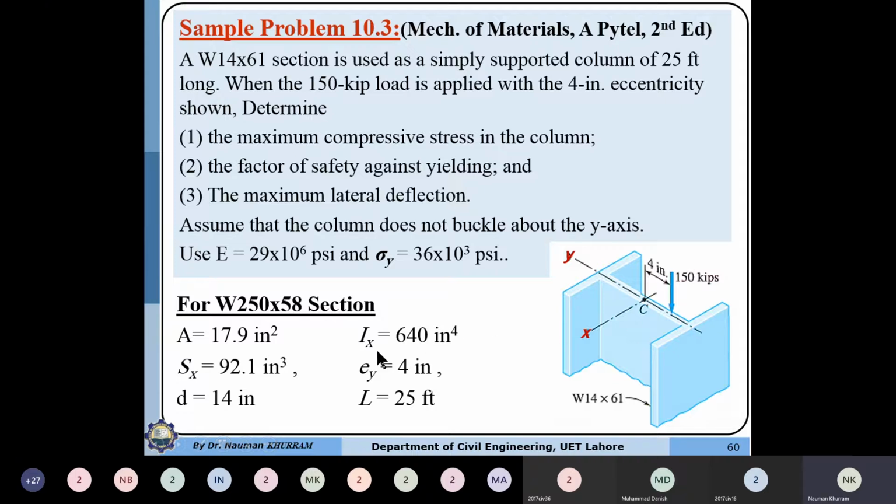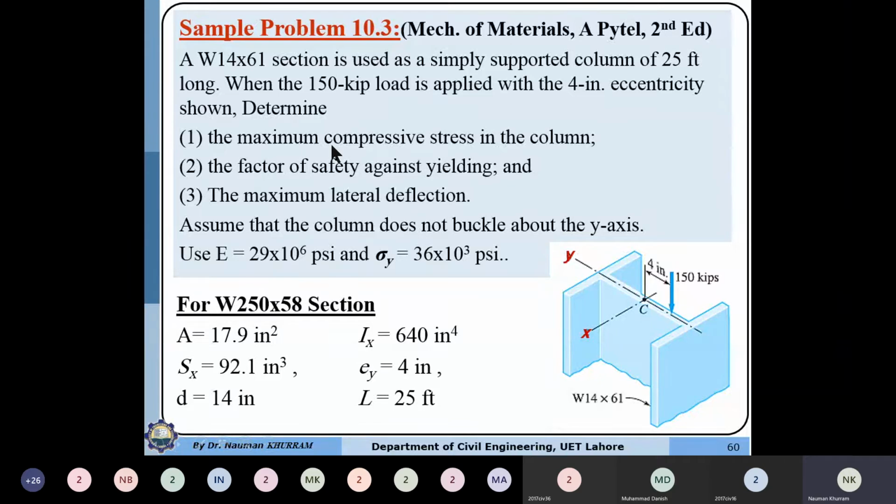So why am I not using Iy? Because the column will never buckle about the y-axis. Here the eccentricity is given along the y-axis, which is 4 inch. So it means that due to this eccentricity, the column will bend or buckle about the x-axis. The depth is given as 14 inch and the length is 25 feet. Let me check whether this is a cantilever column or simply supported. Simply supported, so the K value will be equal to 1.